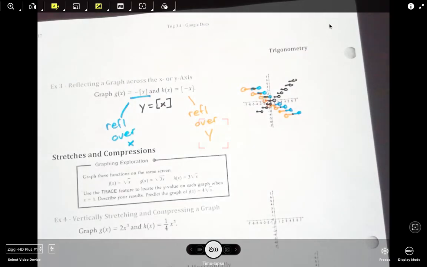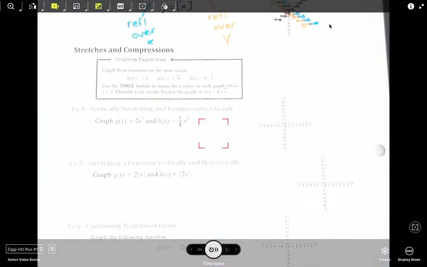Okay, that one's a hard one. I usually don't look at stretches and compressions a lot with greatest integer functions, but you can see how that negative is inside the parentheses versus outside the parentheses. Okay, stretches and compressions. Example 4.